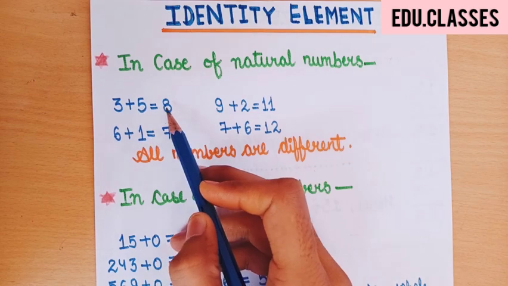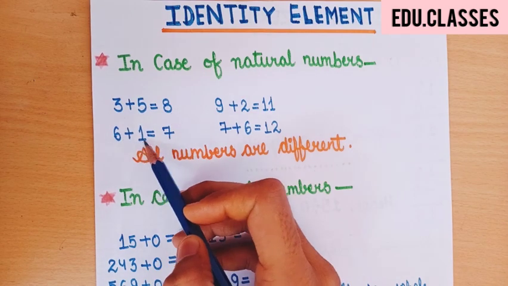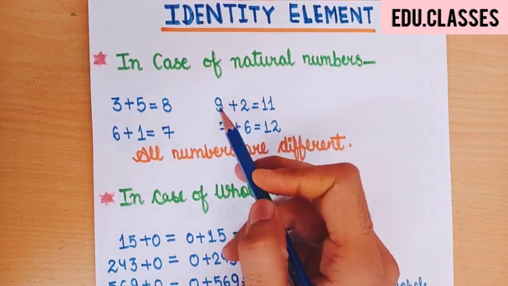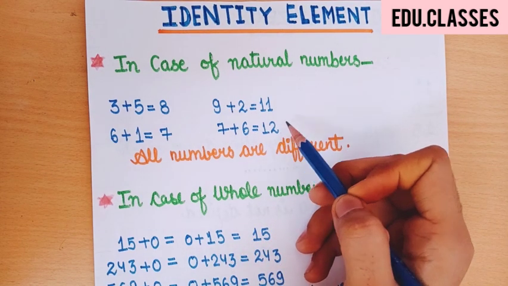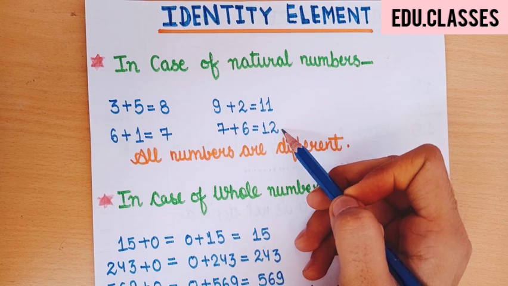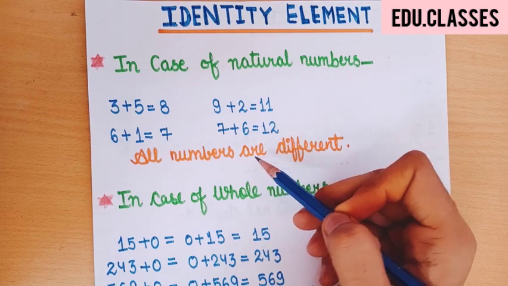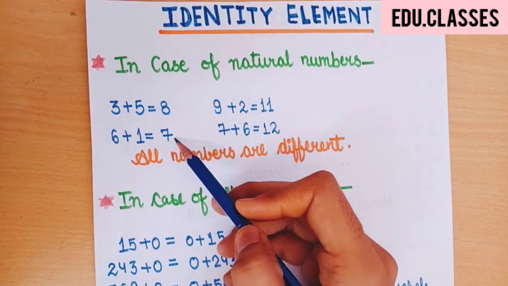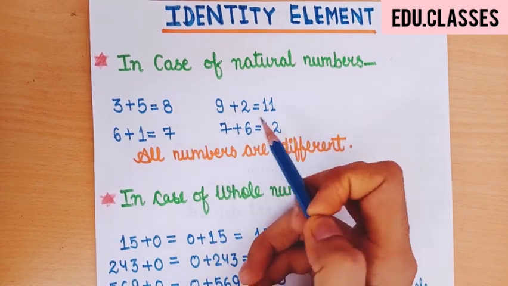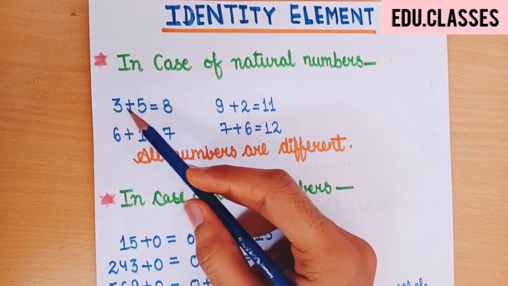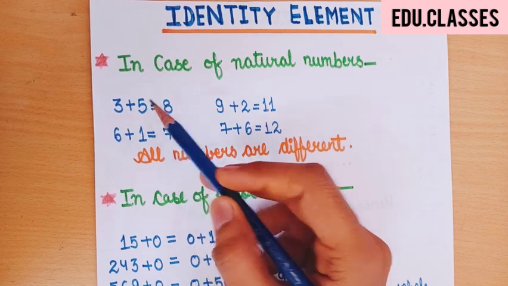3 plus 5 is equal to 8. 6 plus 1 is equal to 7, and these other examples are giving the answers 11 and 12. We can observe from these examples that all the numbers are different. The answers which come after the process of addition are different from the numbers which we added.